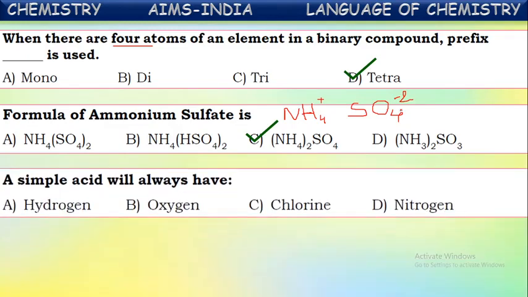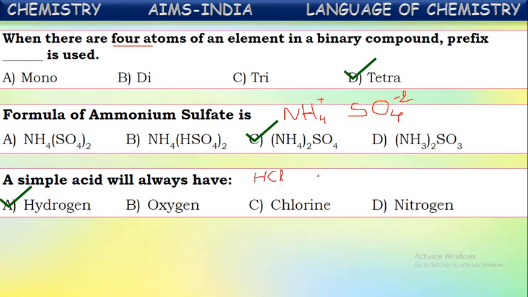Okay, next one. A simple acid will always have, what will it have? Generally, there is a common element in all the acids. What is that common element in all acids? Yes, hydrogen. Hydrogen is common in many of the acids. For example, if you see hydrochloric acid, HCl, there is hydrogen.